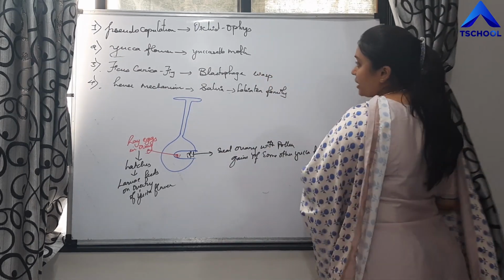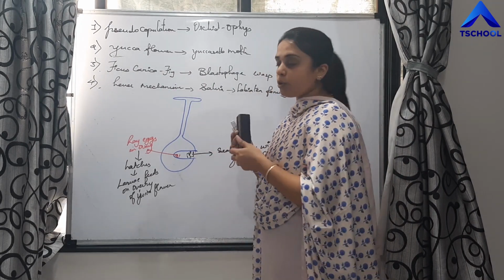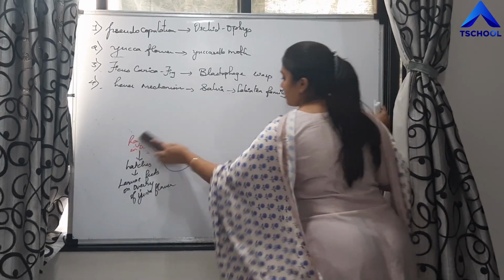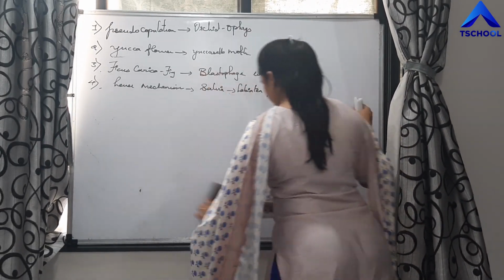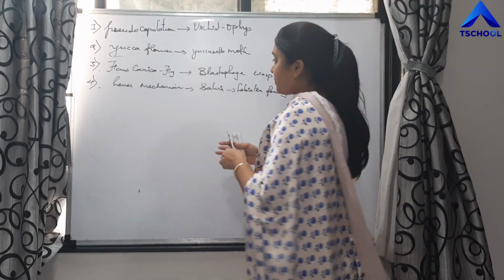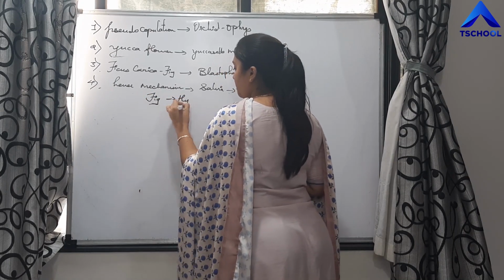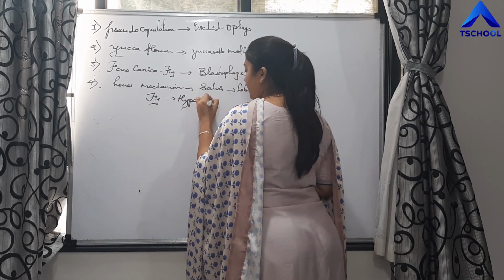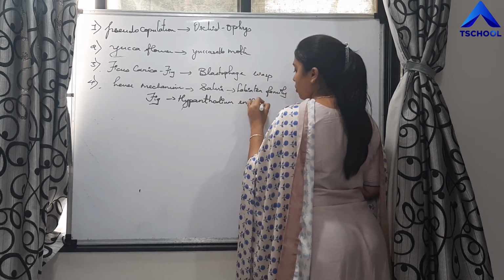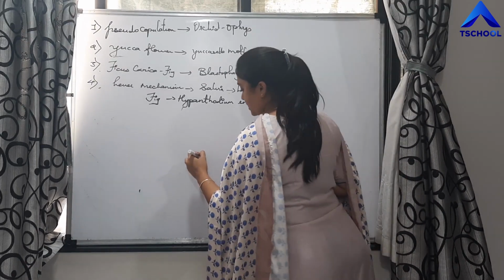So that is the example. Yucca flower and yucca moth both are benefited, right? Then the third example is of Ficus carica. It is called the fig plant, and this fig plant has hypanthodium type of inflorescence. What is hypanthodium type of inflorescence, right?